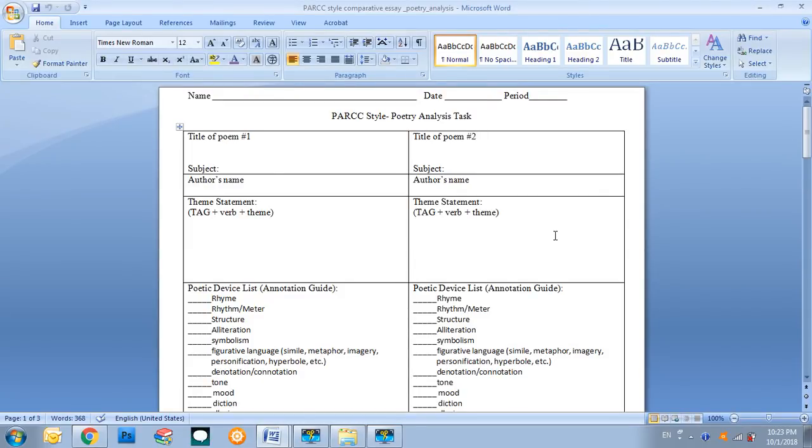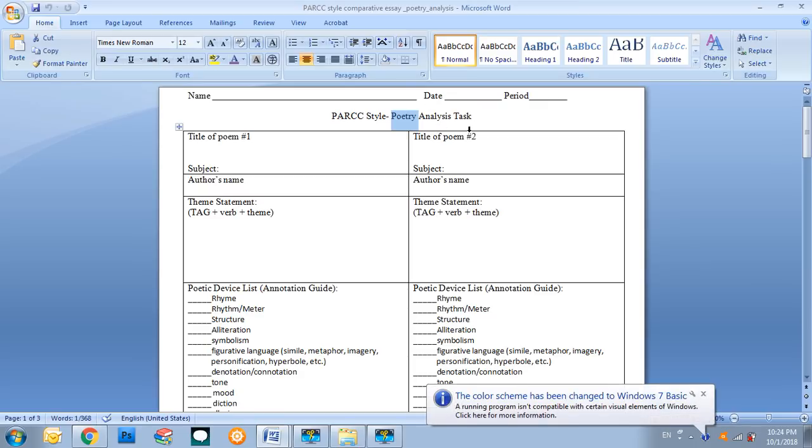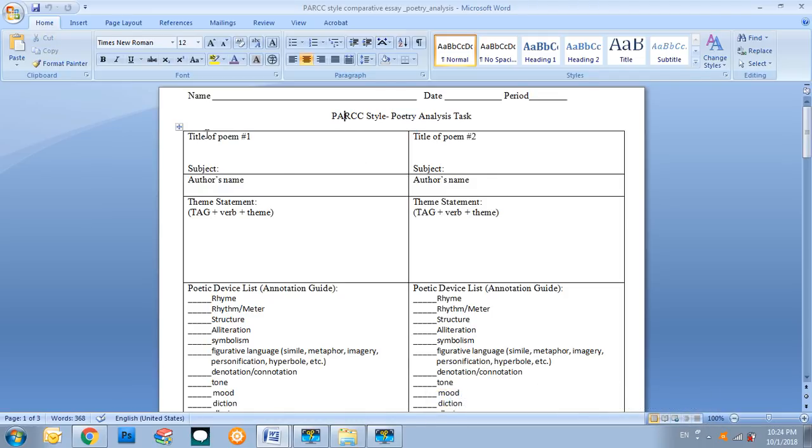A comparative analysis is the same exact thing as a literary analysis, except you're using two texts. So the one I have out is for poetry. There is one for short story, one for nonfiction or argument. For this, we call it the PARCC style because that's what you have to do for the PARCC. Obviously, you'll fill in the title of the poem or text here. Same thing on this side, but for the other one.